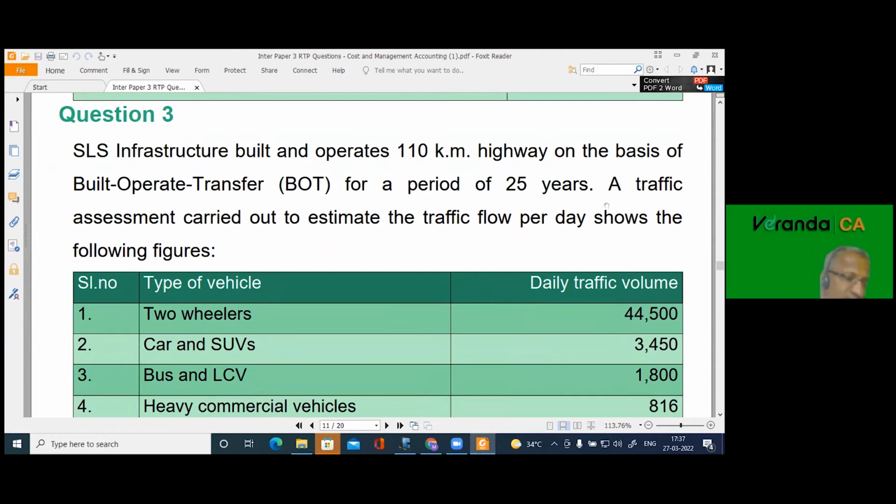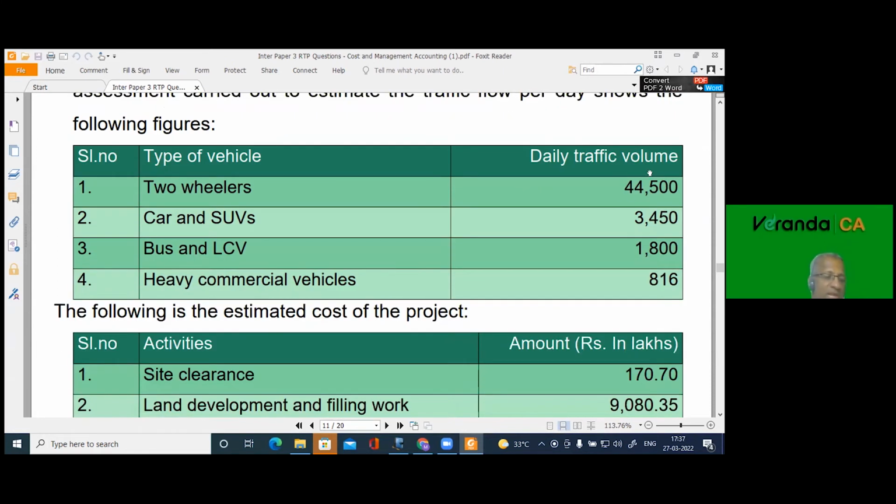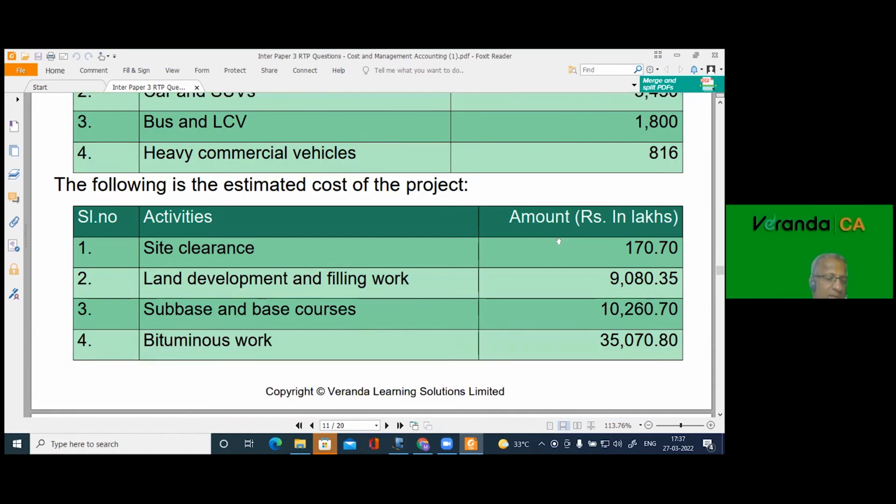Just see, SLS infrastructure built and operates 110 kilometers highway on the basis of built operate transfer for a period of 20 years. A traffic assessment carried out to estimate the traffic flow per day shows the following figures. The type of vehicles that you find on the road being two-wheeler, car, bus, and heavy commercial vehicles. And the estimated cost of the project, everything is given in terms of lakhs.